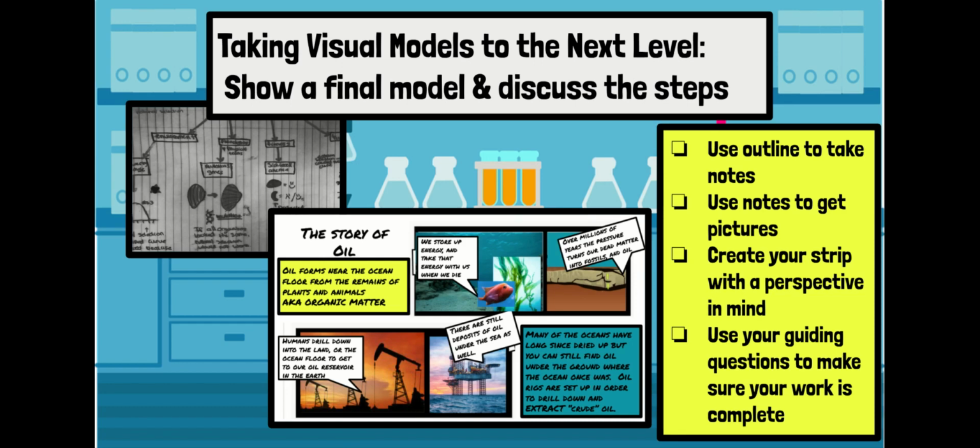The next step is to use an outline to take some notes, right? Show them your process. Then you're going to use your notes to get pictures that match what you have to show each step of the process. And then it's going to be up to you to create your strip with a perspective in mind. And so all along my process, I found using those guiding questions from the initial assignment really helpful to make sure that I included all of those facts and steps in the process of fossil fuels forming.